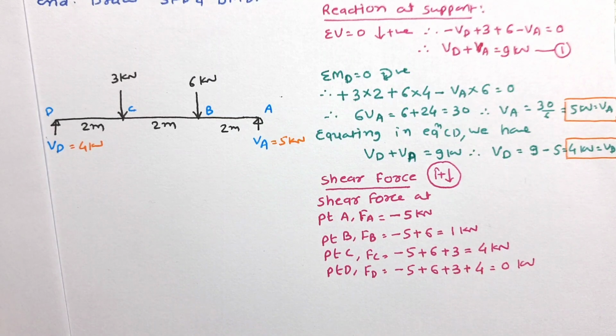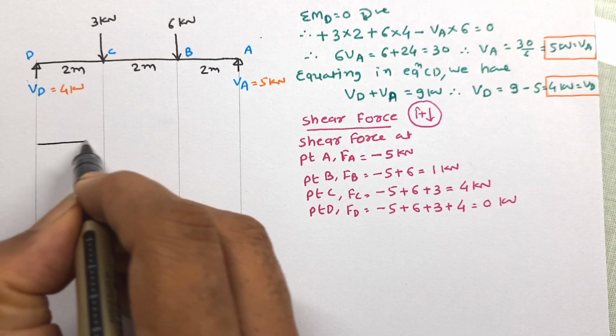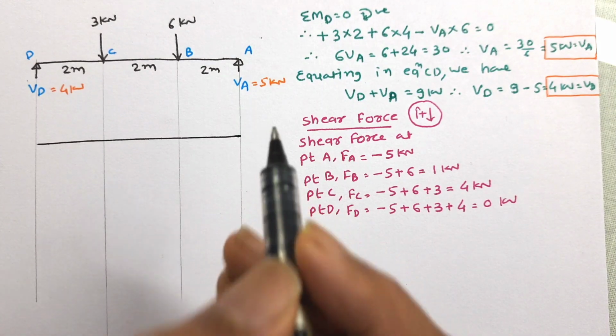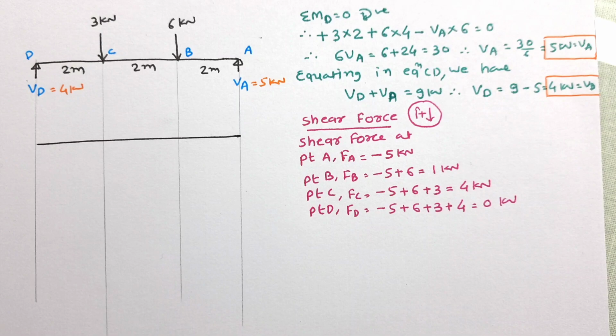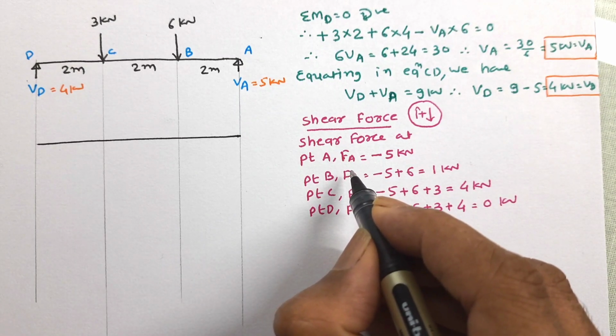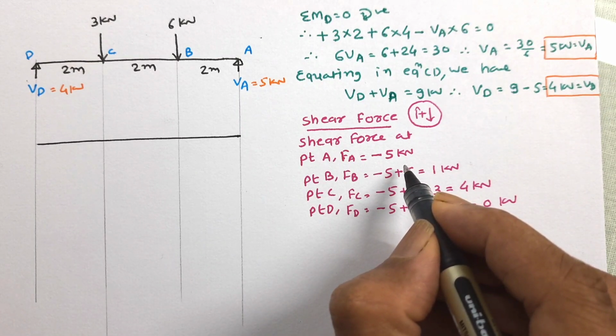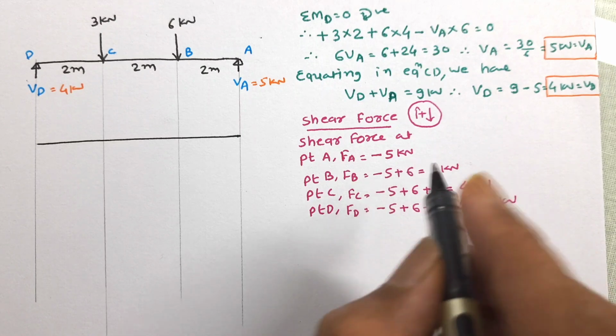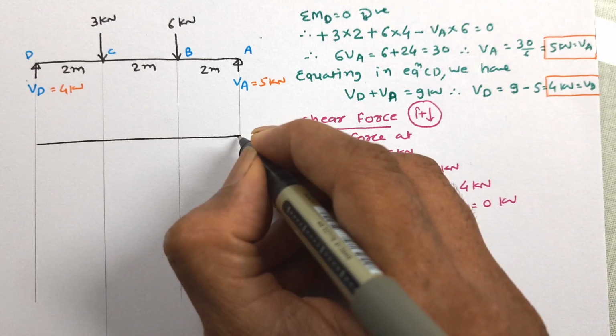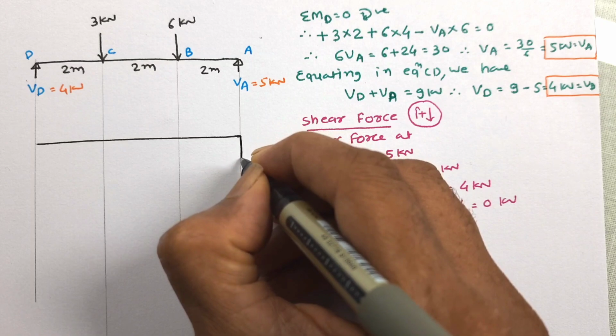So now let us draw the shear force diagram. This is baseline. We'll start with point A. At point A, shear force is 5 kN in negative direction. So we'll draw below the reference line.